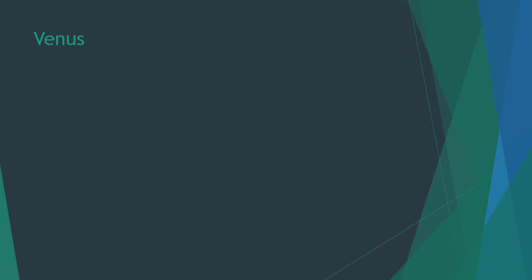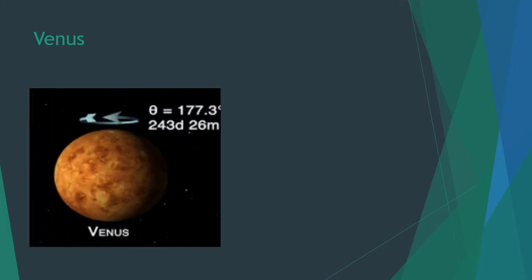Next is Venus. Venus is a very odd planet. It spins the other way that planets do. It is a very hot planet. It's the hottest because it has a very thick atmosphere. It has almost no magnetic field. It is yellowish color or brownish color.